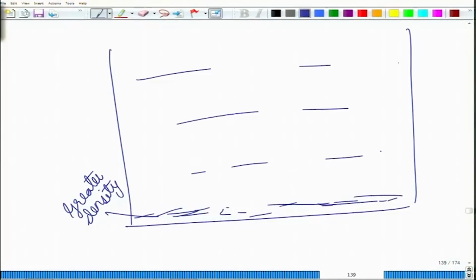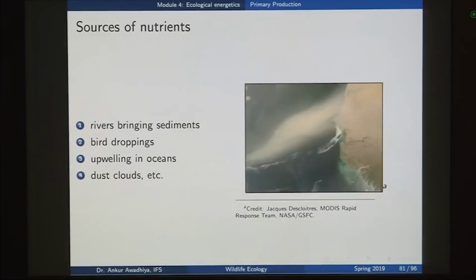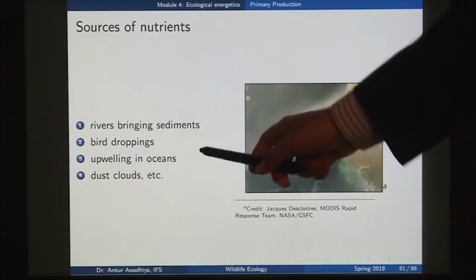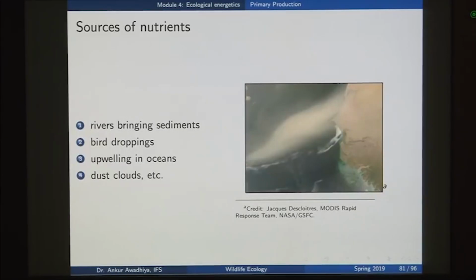Now, you have rivers that are bringing sediments, and when these rivers reach the seas, these sediment rich waters are now getting to the bottom. Now, upwelling is a situation in which, because of some process, this water rises up. So, if this water rises up, it will bring all these different sediments and all these different mineral salts along with it to the top. So, that becomes a source of nutrients that is made available to the plants.